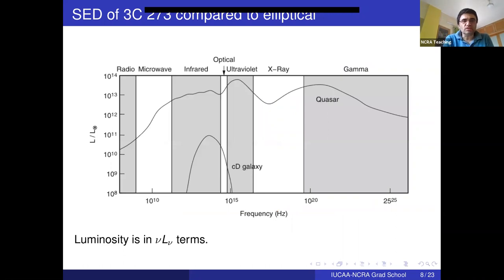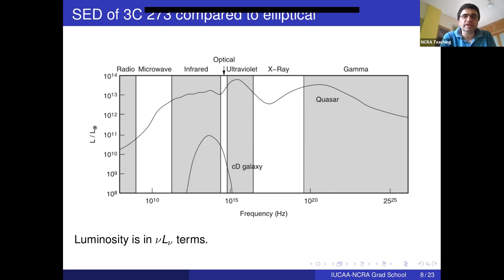Okay. So we have said already that quasars are very strong emitters at all bands. What is represented here, going all the way from radio waves to gamma rays, with frequencies on the x-axis, is the luminosity of the quasar 3C273. We keep using this quasar because it is one of the nearest quasars and it's fairly luminous. It is not the most luminous quasar, but it has been studied for more than 50 years and we know a lot about this quasar.